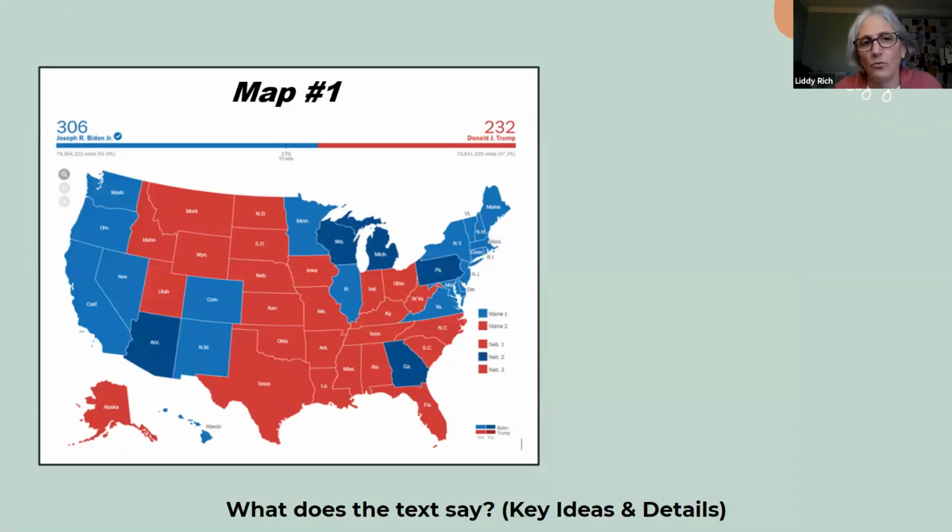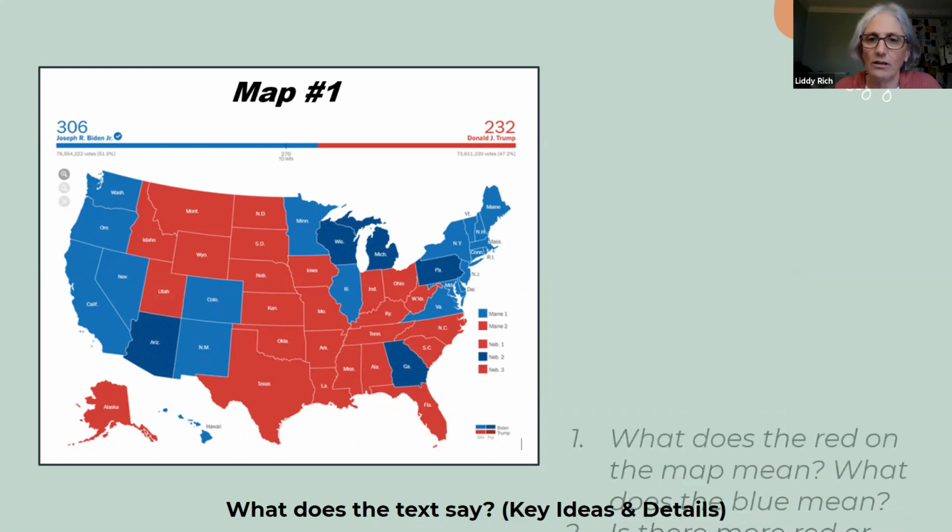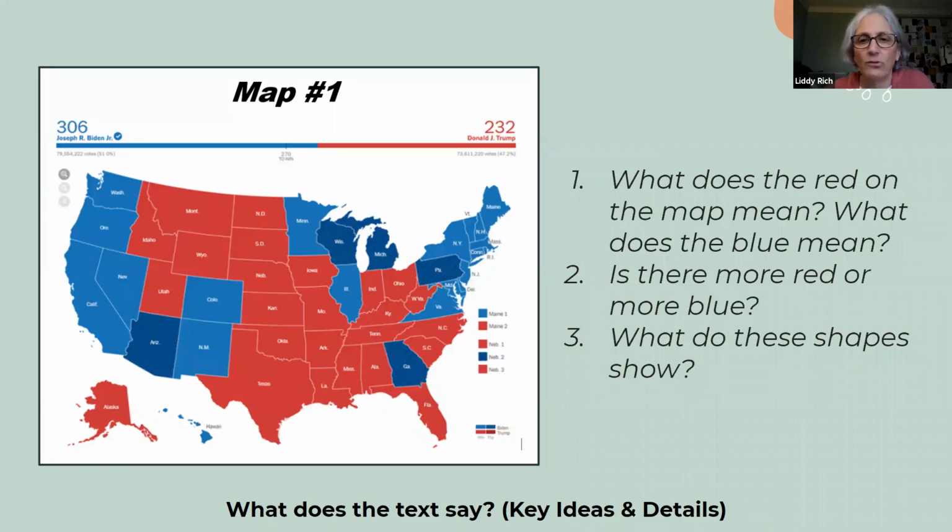For map number 1, we looked at what's going on, really what do you see in here? What does the red on the map mean? What does the blue mean? Is there more red or blue? And what do these shapes show? And my students were able to figure out, oh yeah, those are the states. They could find Minnesota, they could find Texas, they could find Florida. That's about it. But they could find these things and see those.